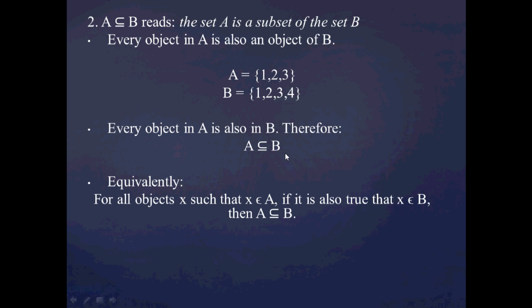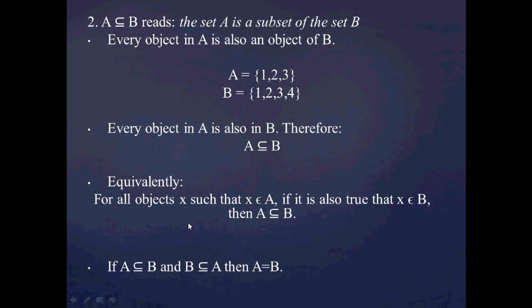Or we can also say that for all objects in A, such that X is in A, if it is also true that X is in B, then A is a subset of B. And this is the same as before. Just trying to get you guys used to reading the symbols, because that'll become important.